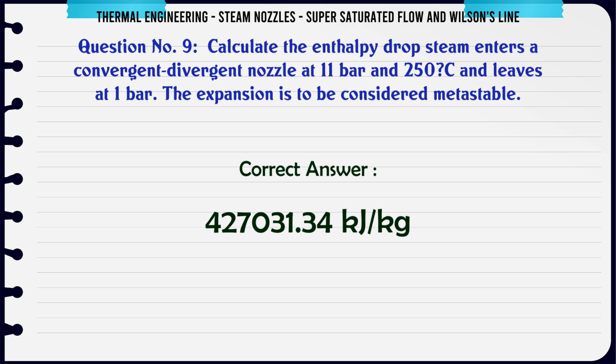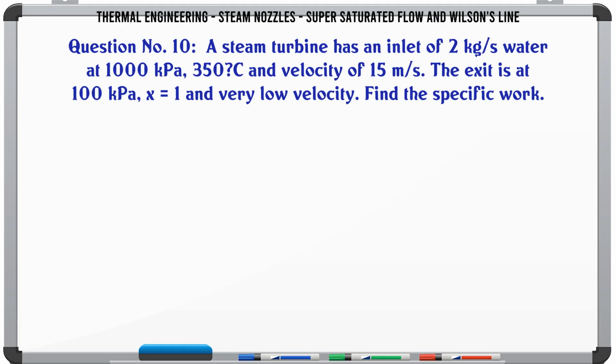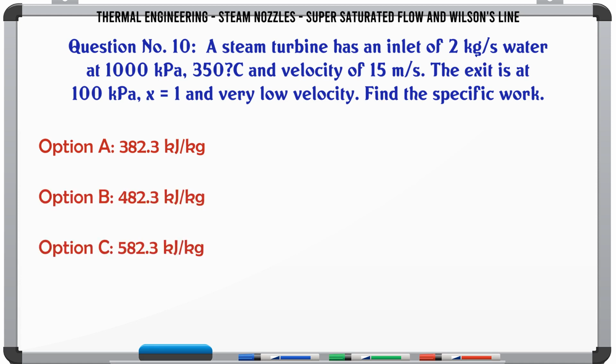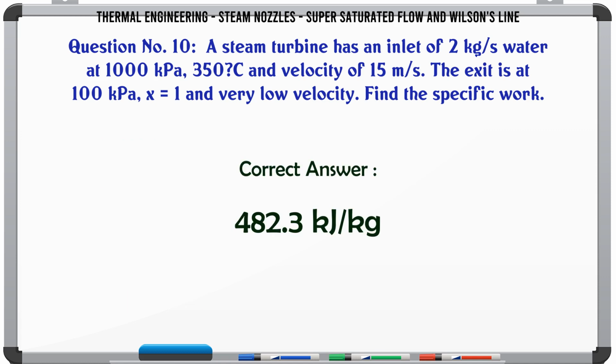4,27,031.34. A steam turbine has an inlet of 2 kg/s water at 1000 kPa, 350 C and velocity of 15 m/s. The exit is at 100 kPa, x = 1, and very low velocity. Find the specific work. A: 382.3 kJ/kg, B: 482.3 kJ/kg, C: 582.3 kJ/kg, D: 682.3 kJ/kg. The correct answer is 482.3 kJ/kg.